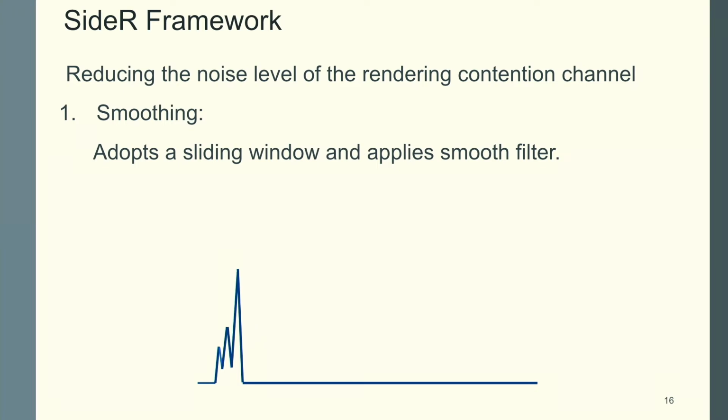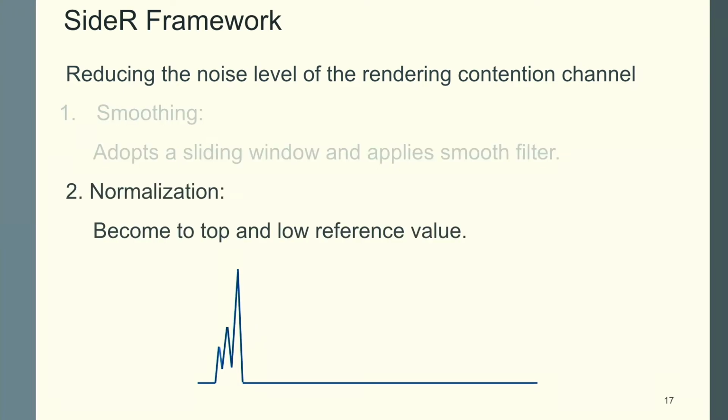After smoothing, we can find the curve becomes this way. And we also know that different machines have different rendering capabilities. It means that if we want to use one algorithm to deploy on different machines, we need to do normalization. Normalization maps to a top and low reference value, and the curve becomes this style.